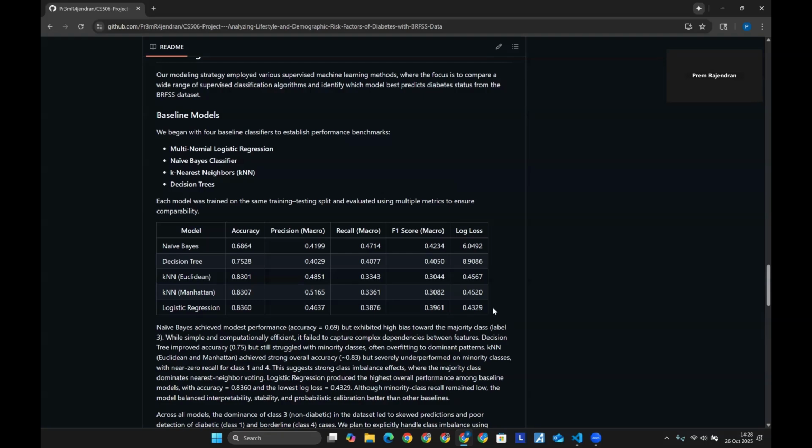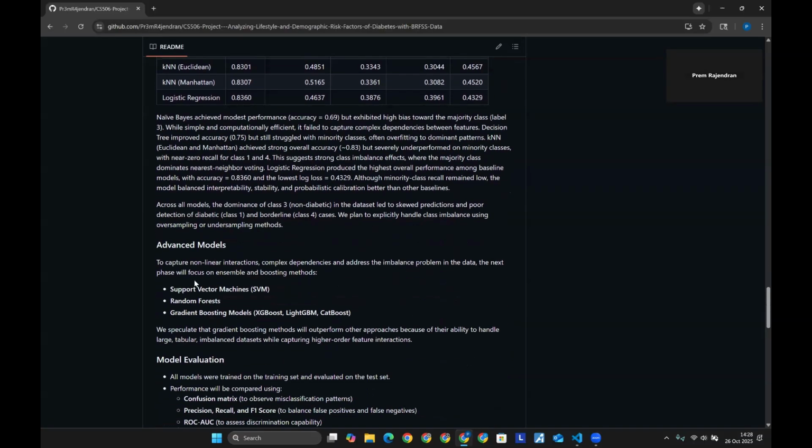To address this, we plan to handle the class imbalance through oversampling and undersampling techniques. Moving forward, we'll be moving on to some advanced models such as support vector machines, random forest, and gradient boosting models such as XGBoost, which would have the ability to handle imbalanced datasets as well as capture higher order feature interactions.